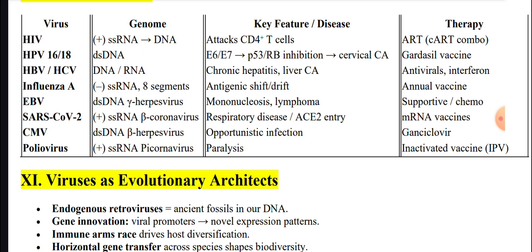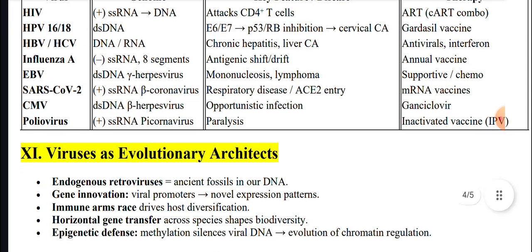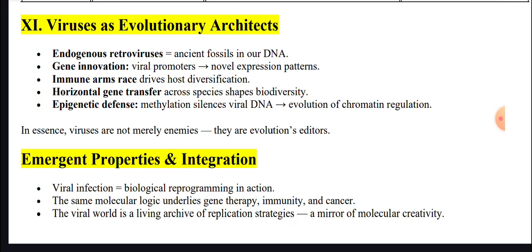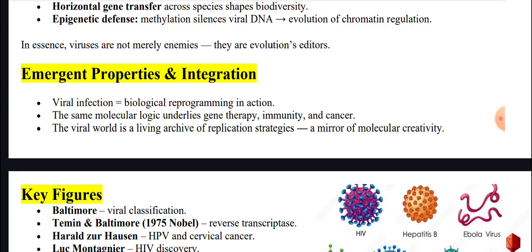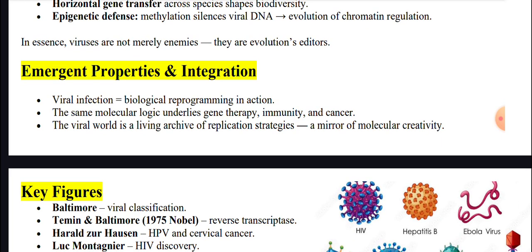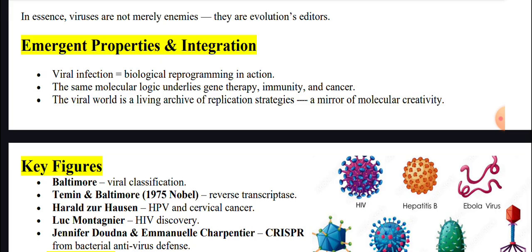This deep historical and molecular context really underscores the importance of the scientists who pieced this puzzle together. Absolutely. We stand on the shoulders of giants. Temin and Baltimore winning the Nobel in 1975 for discovering reverse transcriptase fundamentally changed our understanding of information flow in biology. Harald zur Hausen made the crucial Nobel-winning link between persistent HPV infection and cervical cancer. Luc Montagnier and his team's discovery of HIV opened the door to understanding AIDS. And bringing it right up to date, Doudna and Charpentier's Nobel for CRISPR, recognizing that this revolutionary technology originated as a bacterial defense against viruses.